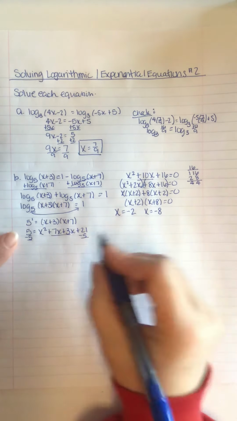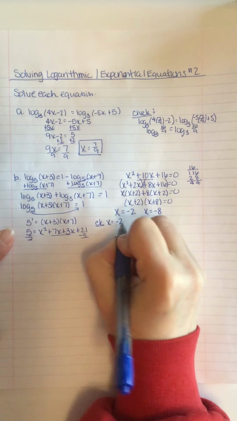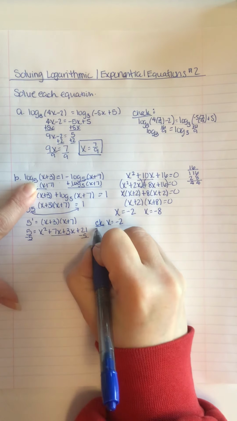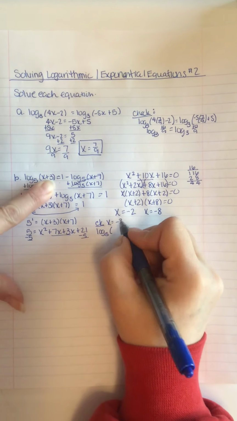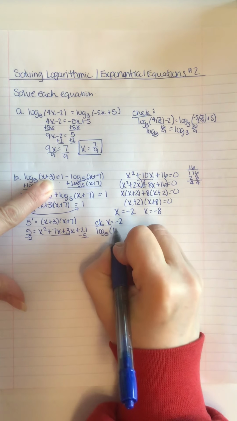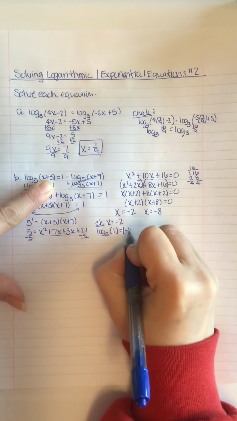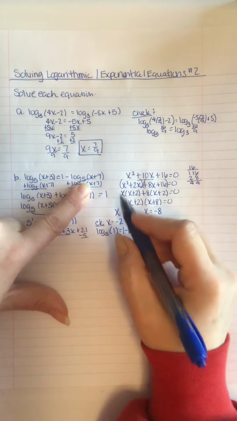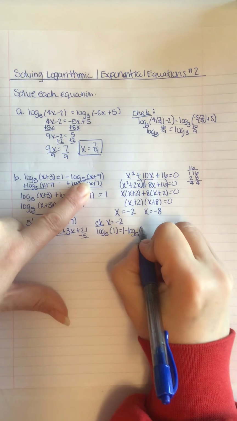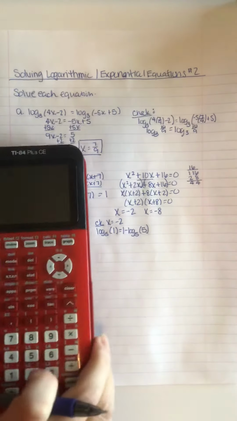But we have to check both of those, right? So here I'm going to check x equals -2. We plug in log base 5 of, well, -2 plus 3 is 1. Does this equal 1 minus log base 5 of -2 plus 7 is 5? Well, we could use our calculator at this point to check it.